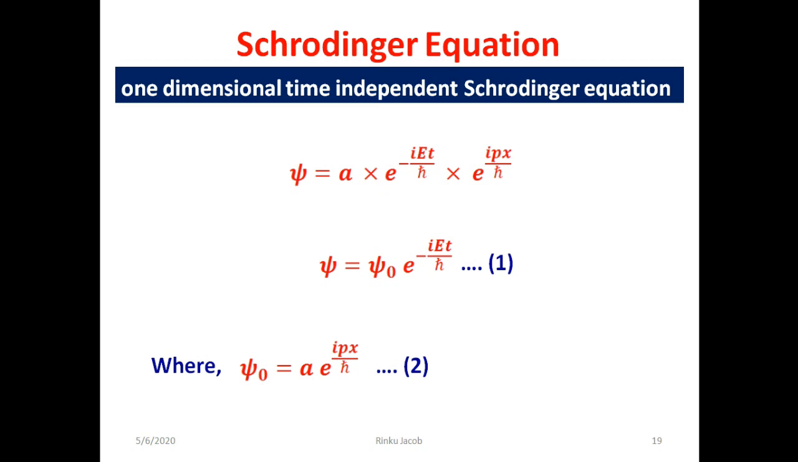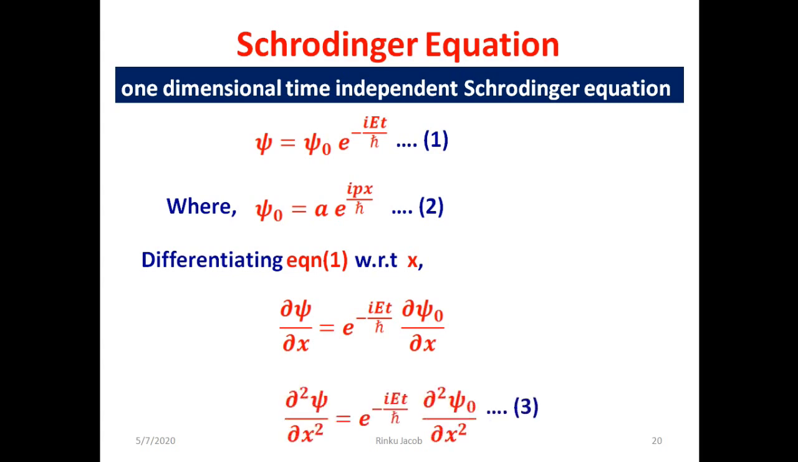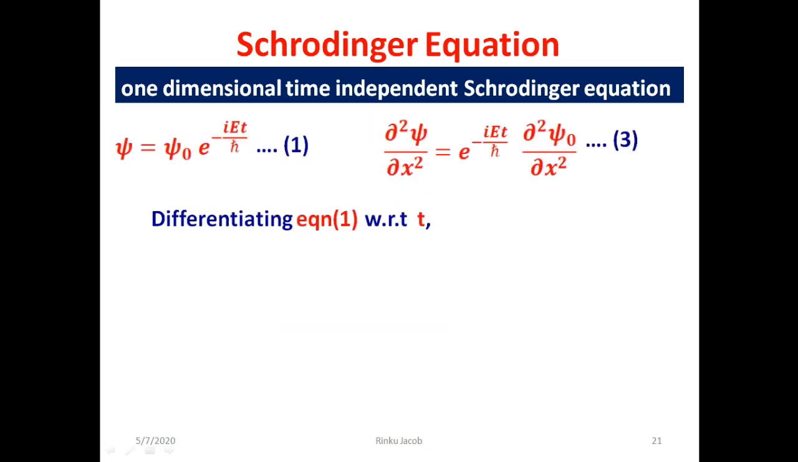Now we differentiate equation 1, that is the modified wave function, with respect to the position coordinate x. That is ∂ψ/∂x equal to exponential of (−iEt/ħ) into ∂ψ0/∂x. Differentiating again, that is for the second time, we will be getting ∂²ψ/∂x² equal to e raised to (−iEt/ħ) into ∂²ψ0/∂x². That is equation 3.